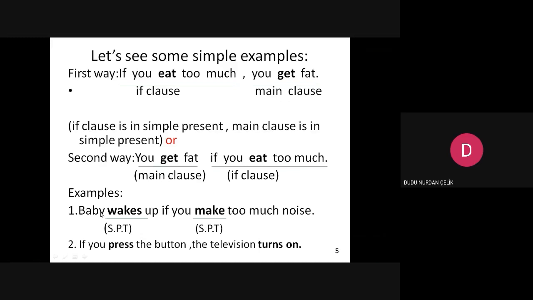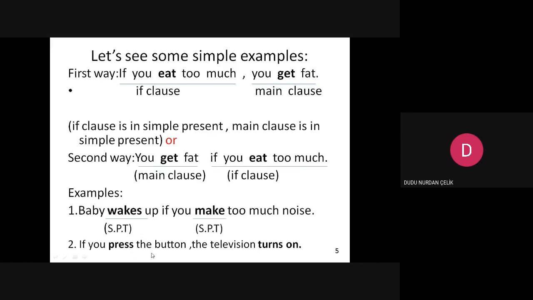Example: baby wakes up if you make too much noise. Wakes, make. They are both in simple present tense because type 0 is explained with present simple. We can change this sentence like, if you make too much noise, baby wakes up. But please be careful with using a comma if the if sentence is at the beginning of the sentence.